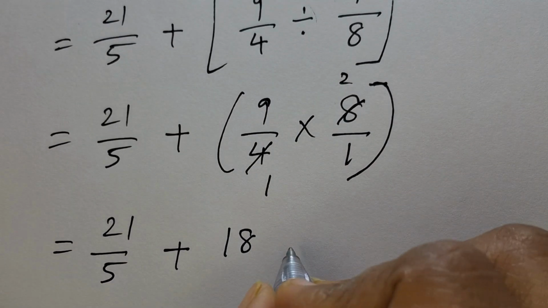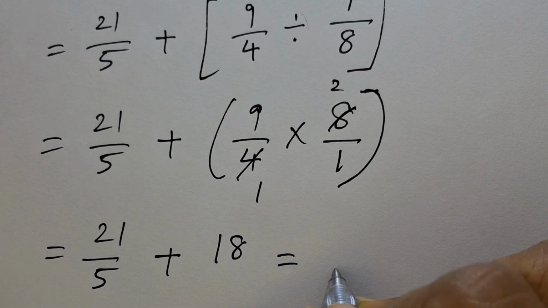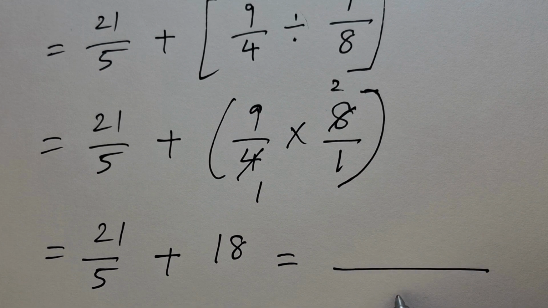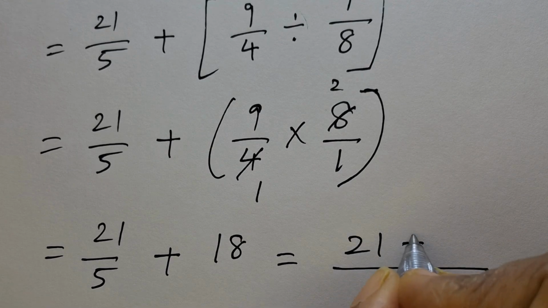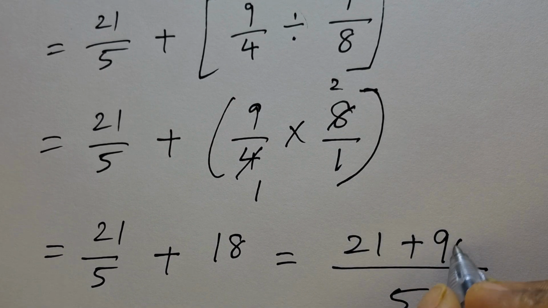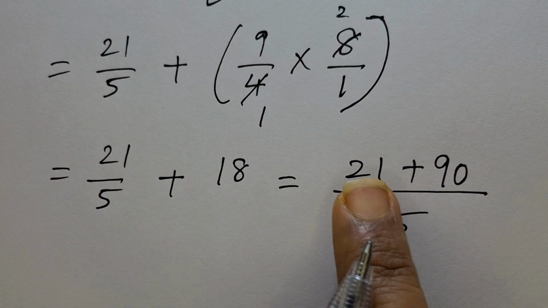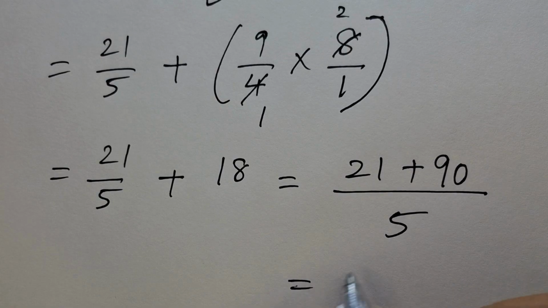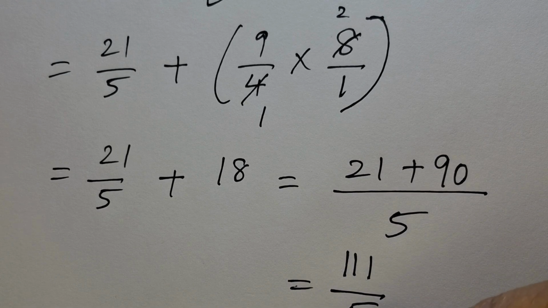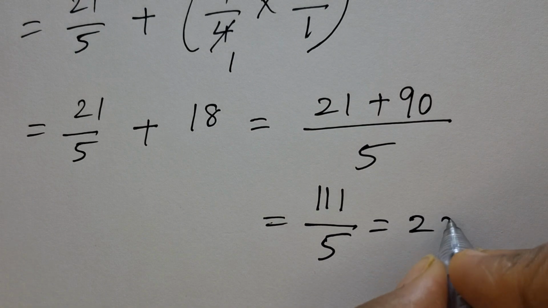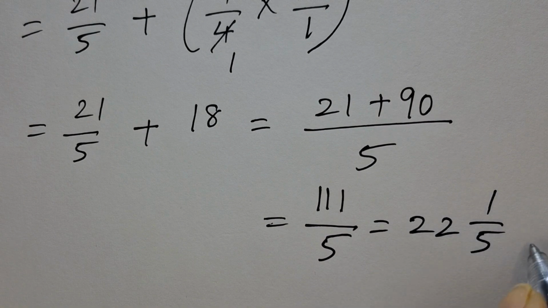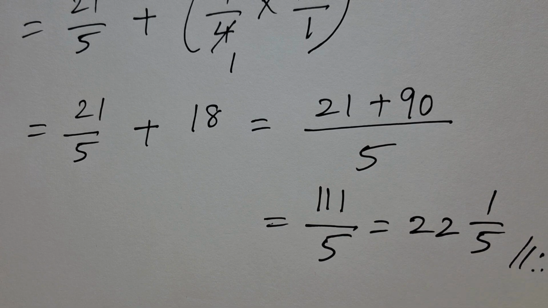So that is equal to, we have to take the LCM here. So 5 is the denominator. So 21 plus 90 by 5, that is equal to, 21 plus 90 is 111. So 111 by 5, that is equal to 22 1 by 5. So we have to convert into the mixed fraction. So 22 1 by 5 is the answer.